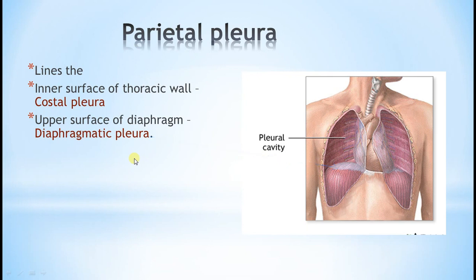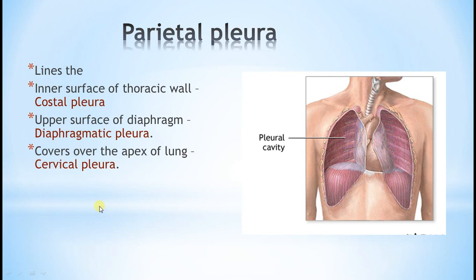The next, what you see here, is the pleura which covers the apex of the lung. Beyond the thoracic cavity, it goes into the root of the neck, because the lung is projecting above the thoracic cavity. This part of the lung is called the apex of the lung. The pleura covering that part of the lung is called the cervical pleura.